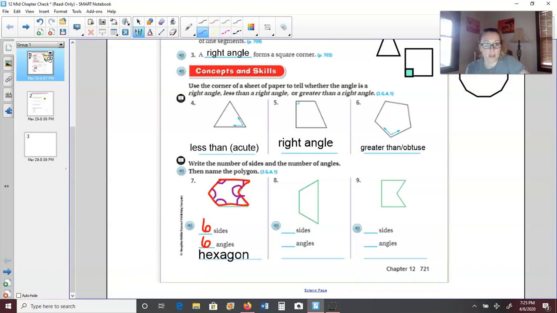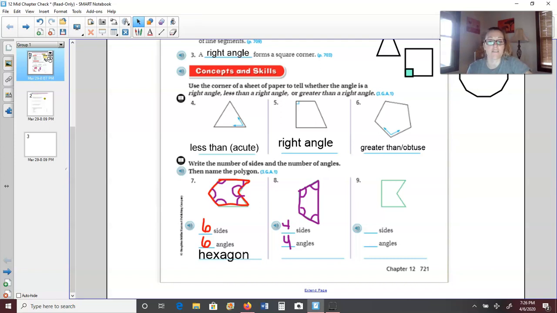All right, on number 8, let's count the sides. 1, 2, 3, 4. 4 sides, which means it's going to have 4 angles, just to check. Obtuse, acute, acute, obtuse. Now, what do we call any 4-sided shape? At this point, I always have a lot of friends that want to shout out square, rectangle, because that's the most common 4-sided figures we know. Well, this is not a square. This is not a rectangle. You might know the specific name for it. We are going to learn that in another lesson.